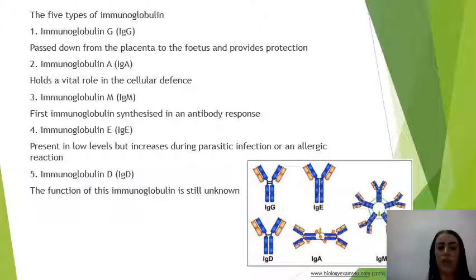Then we have type 5, immunoglobulin D. The function of this immunoglobulin is still unknown. The diagram shows the types of immunoglobulin.